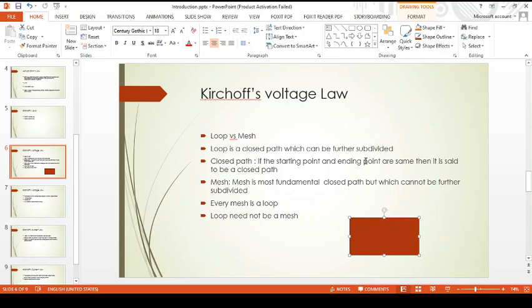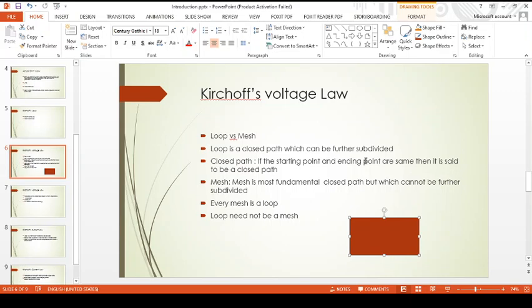So a mesh is the most fundamental closed path which cannot be further subdivided, or you can put it another way: inside any mesh there won't be any closed path, right? So the current has to take that path only to close it, to reach the point where it has begun, right? So this is called Kirchhoff's voltage law fundamentals.